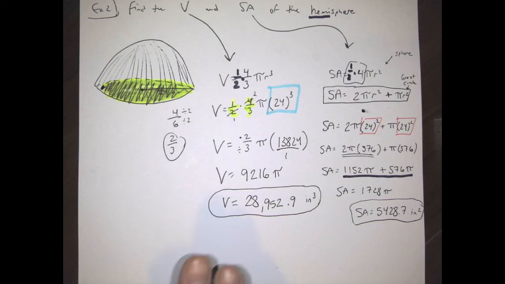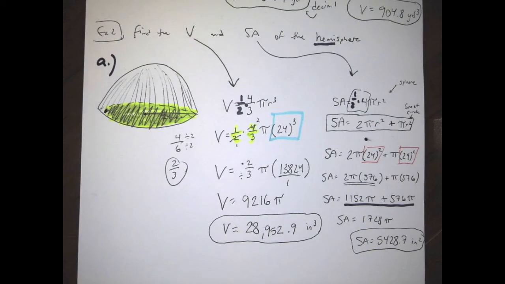Alright, that was supposed to be a curveball. I don't know if it was a curveball, folks. Oh, by the way, that was example 2A. Let's do example 2B. Let's flip this over.